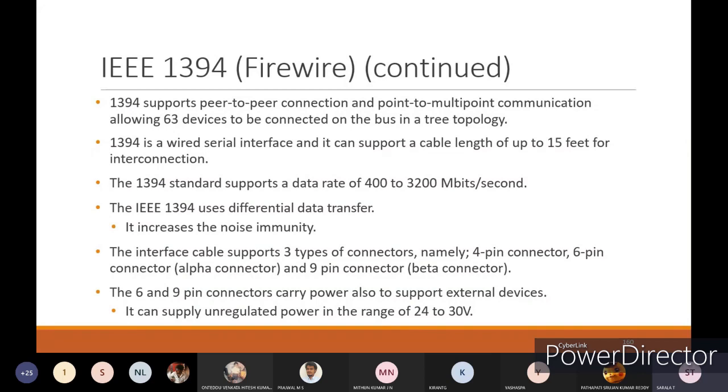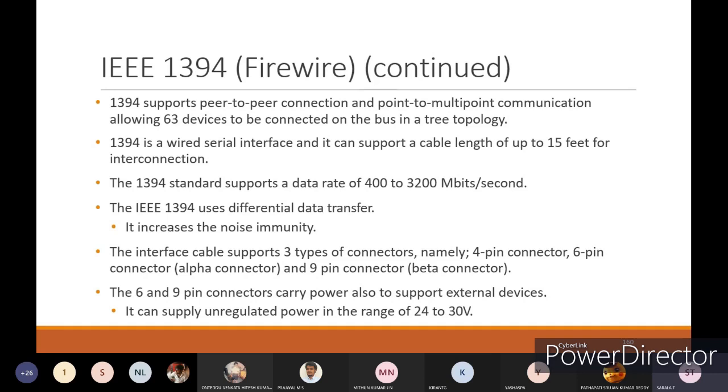1394 supports peer-to-peer communication and point-to-multipoint communication, allowing 63 devices to be connected on the bus in a tree topology. Whenever you are going with this type of connection, peer-to-peer connection will be there, like host to the receiver and receiver to the transmitter. In that way, peer-to-peer connection will be there. And point-to-multipoint communication is also acceptable. One host device and many slave devices can be connected with respect to FireWire, and it allows a maximum of 63 devices to be connected on the bus in the tree topology.